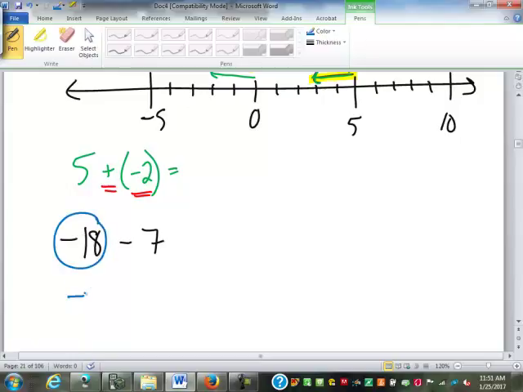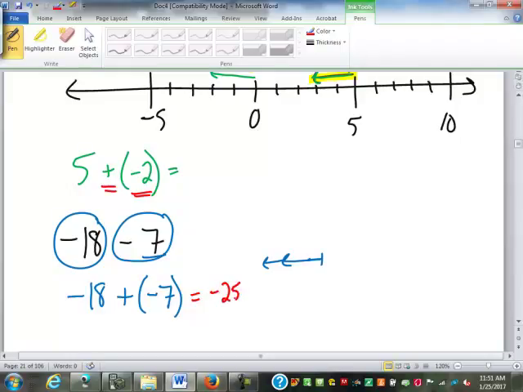Negative 18 will stay negative 18. The subtraction deals with the number that comes after the subtraction symbol. So subtracting 7 is going to be the same as adding, what's the opposite of 7? Negative 7. So that is negative 18 plus another negative 7. That comes out to be a negative 25.